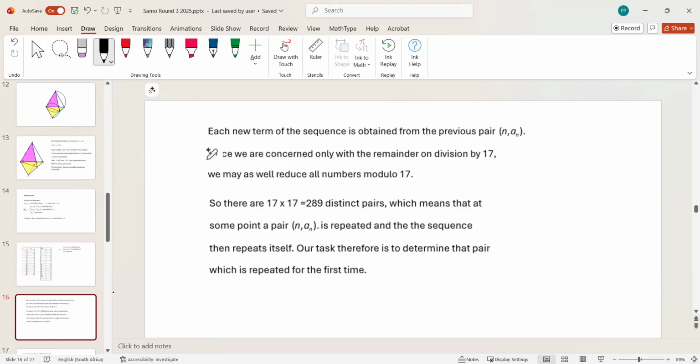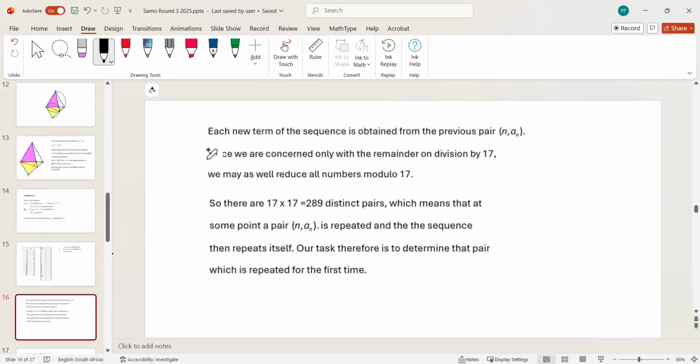I also argue that there are 17 ways of choosing a_n and 17 ways of choosing a_{n+1}, because we're only using remainders. So there are 289 distinct pairs. Right? So therefore, there will be repetition. If you keep going, there will be a repetition. So we concluded that there will be a repetition, but not only that, we actually found out where the repetition occurred. It took a long time, but we eventually found it.